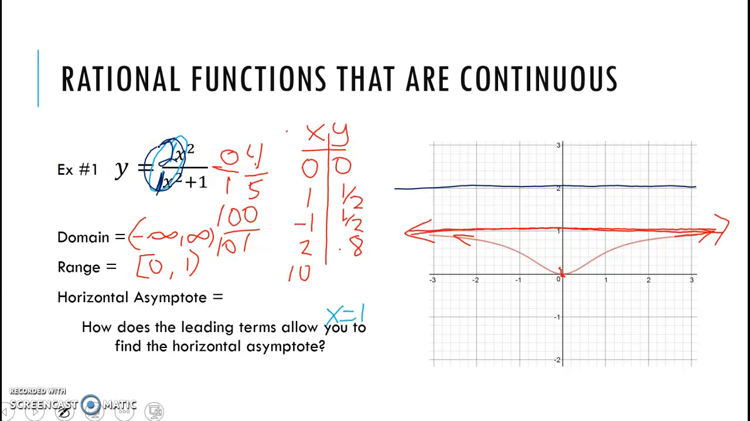If this were something like, let's say, y equals 1x over 3x, well, the leading term is x, so it would be y equals 1/3. And there would be an asymptote about here at y equals 1/3, a horizontal asymptote. And so that's how we find horizontal asymptotes.